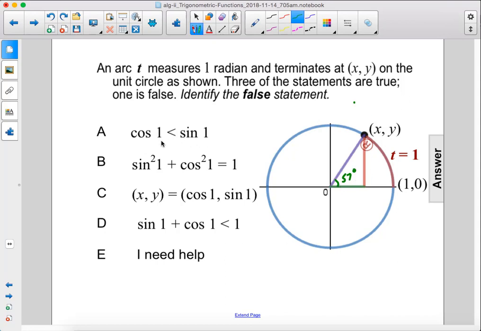So cosine 1 is less than sine 1. Remember, this green line here is cosine, and this red line here is sine. And you can see that the sine line is longer than the cosine line. So yes, this is true. But I don't like to just compare lengths using your eyes. Let's compare it to another point on the unit circle.